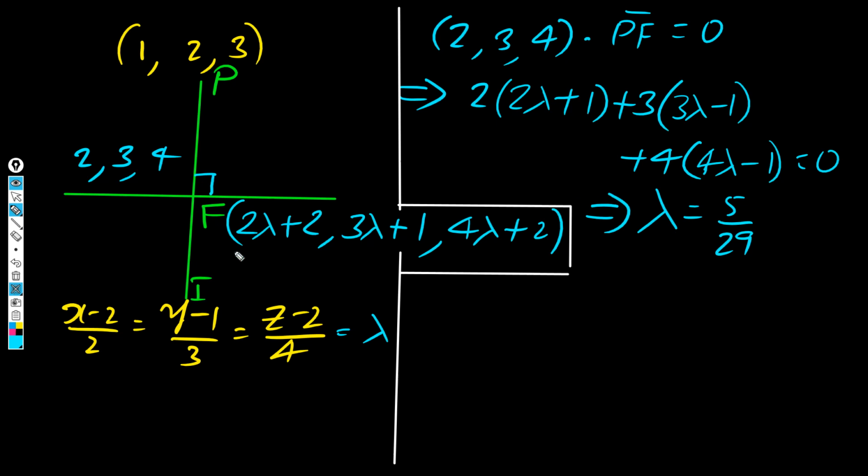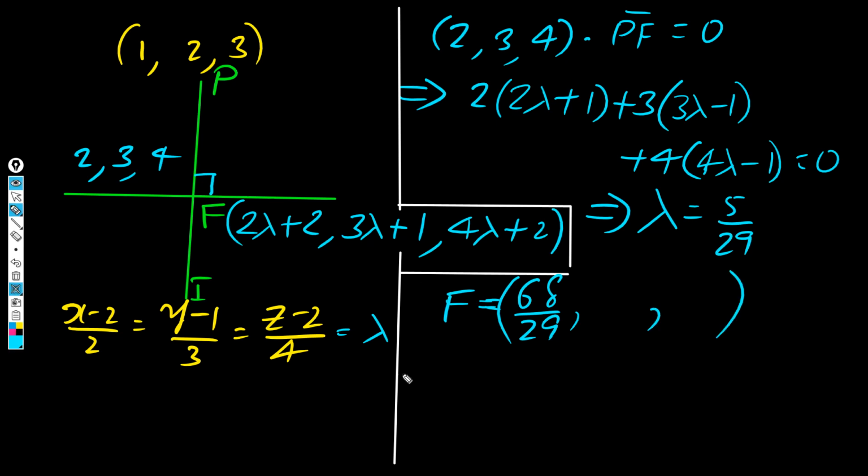Substitute lambda as 5 by 29 here. So it is 10 plus 29 twos, 58 plus 10. F is equal to 68 by 29. Let us check the answer. You need not go for the remaining options if different options are there.